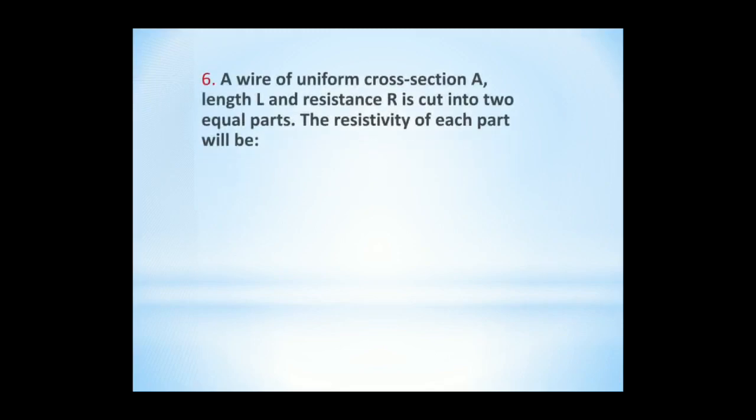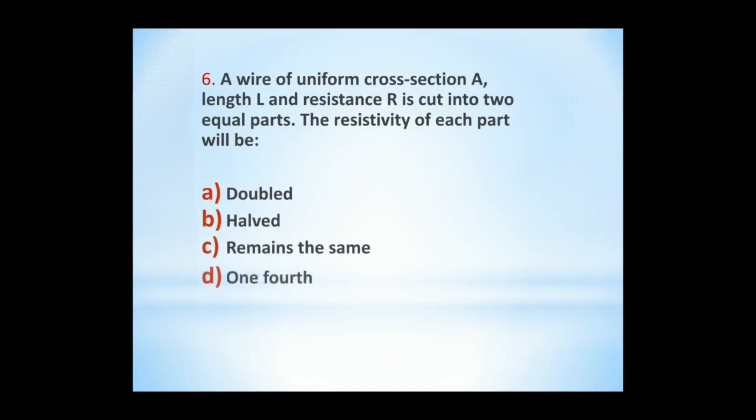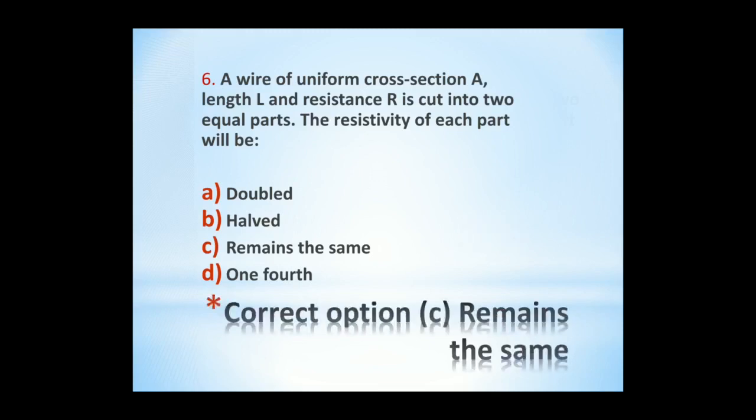Number 6. A wire of uniform cross section A, length L and resistance R is cut into two equal parts. The resistivity of each part will be: A, doubled; B, halved; C, remains the same; and D, 1/4. We know that resistivity is the property of a material which will remain unaffected by cutting into two equal parts. So correct option is remains the same. The resistivity of each part will remain the same.